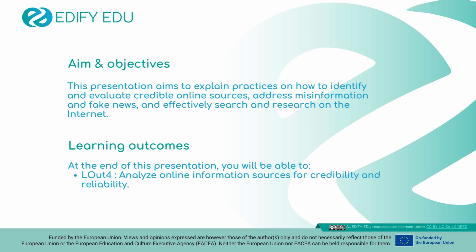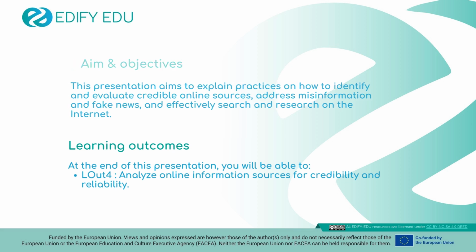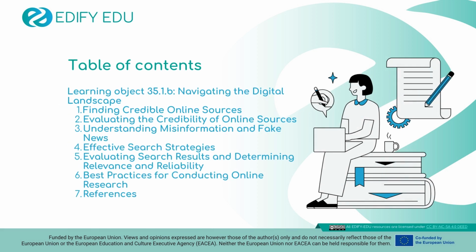By the end of this module, you will be able to analyze online information sources for their credibility and reliability. We will begin by exploring techniques for finding credible online sources and evaluating their credibility. Next, we will examine misinformation and fake news, learning how to identify and combat these issues. We will then cover effective search strategies to help you refine your online inquiries for precise results. Following this, we will discuss how to evaluate search results for relevance and reliability. Finally, we will outline the best practices for conducting online research, ensuring your efforts yield valuable and accurate information.